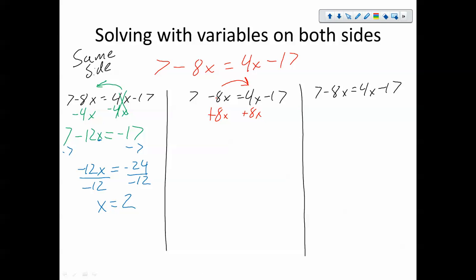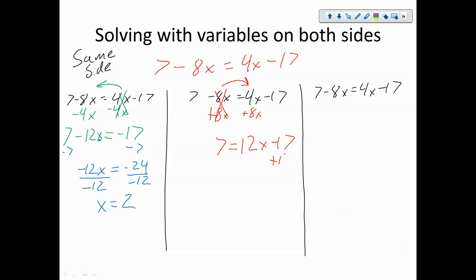And when that happens, the negative 8x and the positive 8x cancel out and become 0. So on the left-hand side, we're left with 7. And on the right-hand side, we have 12x minus 17. Notice that that is a different equation than the one that we were working with over here, but it is an equivalent equation. These two equations are equal to each other. They just don't look the same.